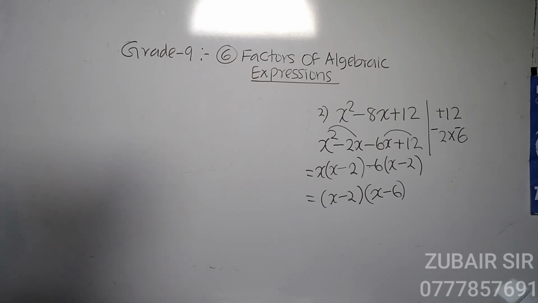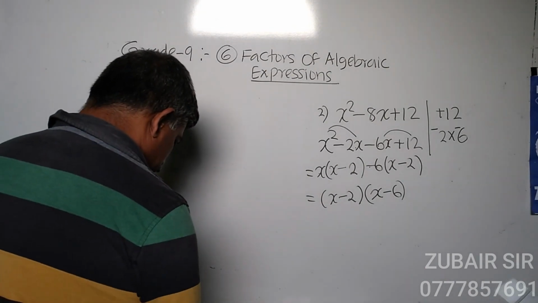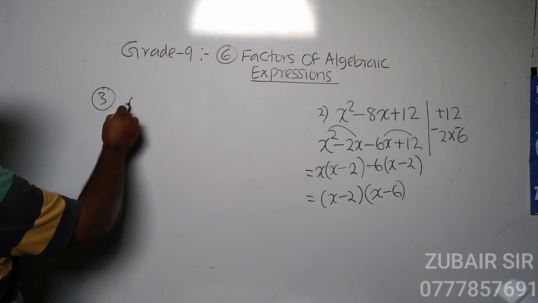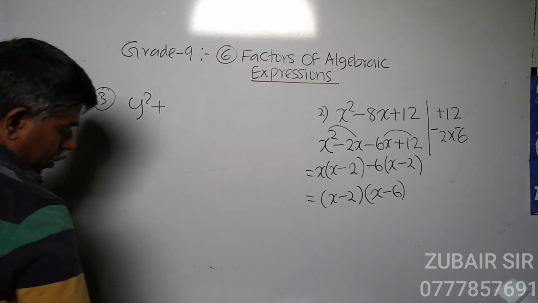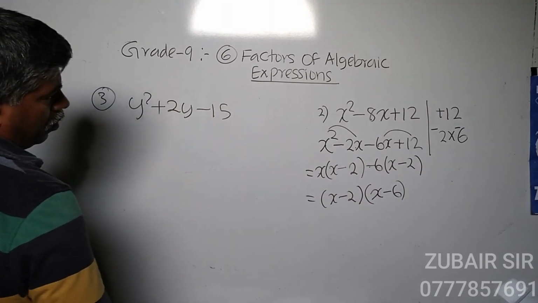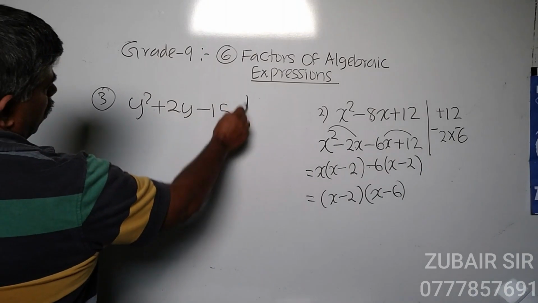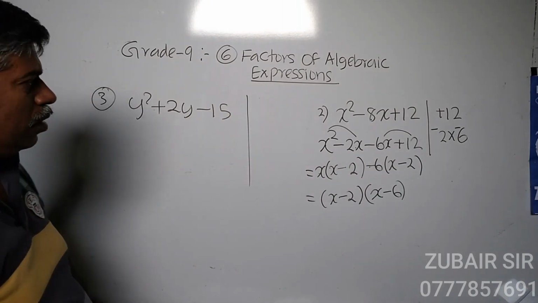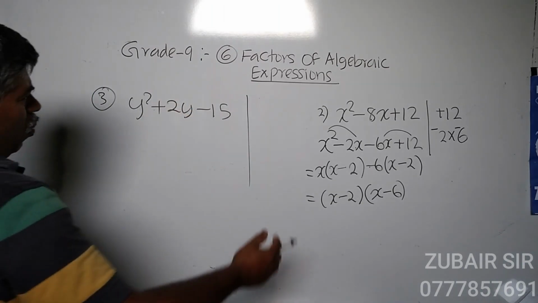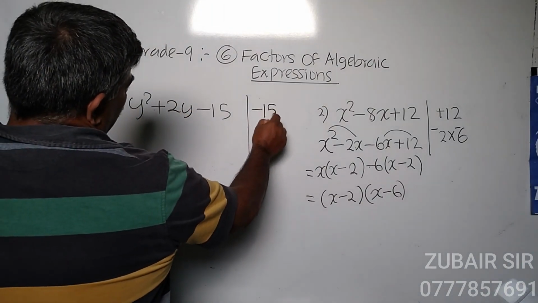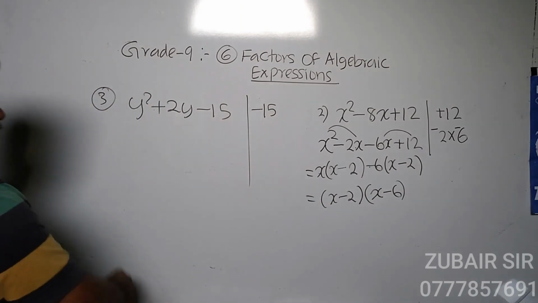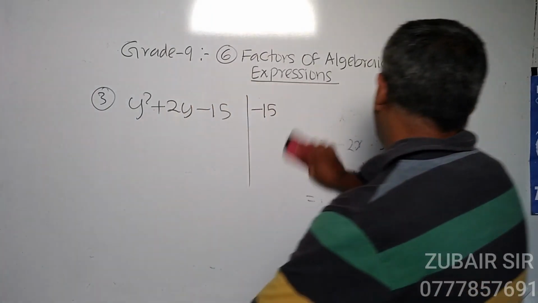Now see, when there is a question like this, y squared plus 2y minus 15. Now here plus, here minus. Earlier I gave all plus. Now here the middle one is minus. Here the last one is minus. No problem. Write the last number, minus 15. Use the factors of this to take the plus 2y. Then what factors can be taken?